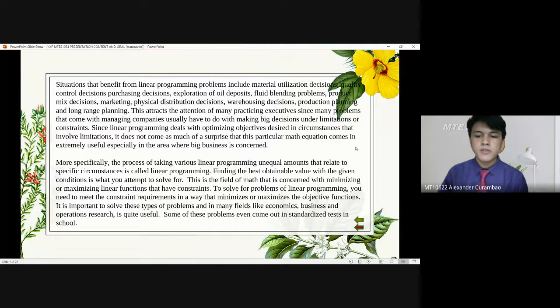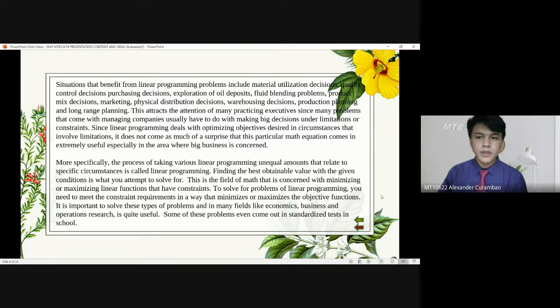Finding the best obtainable value with the given condition is what you attempt to solve for. This is the field of math that is concerned with minimizing or maximizing linear functions that have constraints. To solve linear programming problems, you need to meet the constraint requirements in a way that minimizes or maximizes the objective function. It is important to solve these types of problems, and in many fields like economics, business, and operations research it is quite useful. Some of these problems even come out in standardized tests in school.